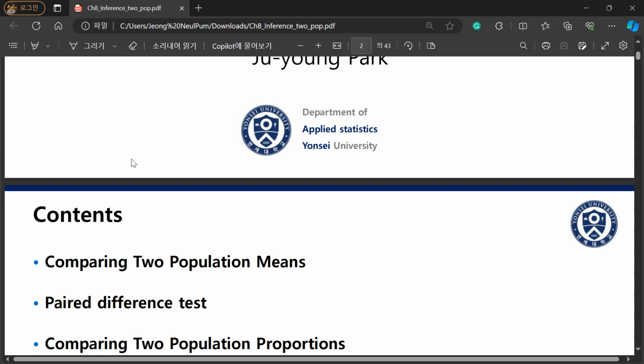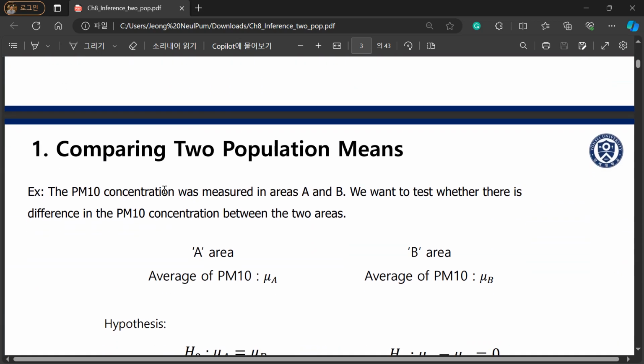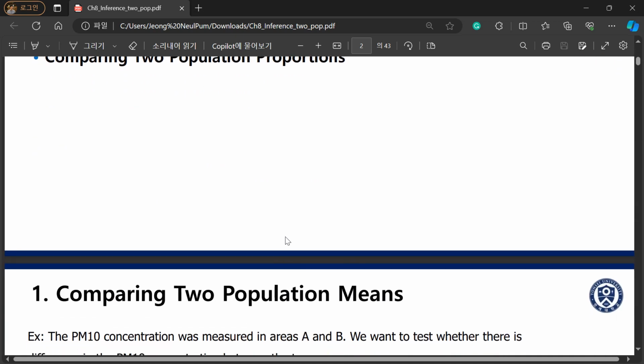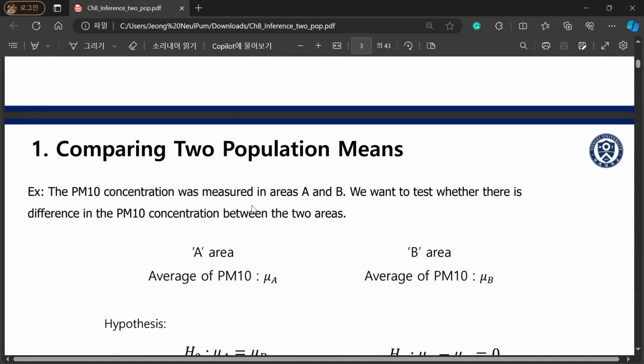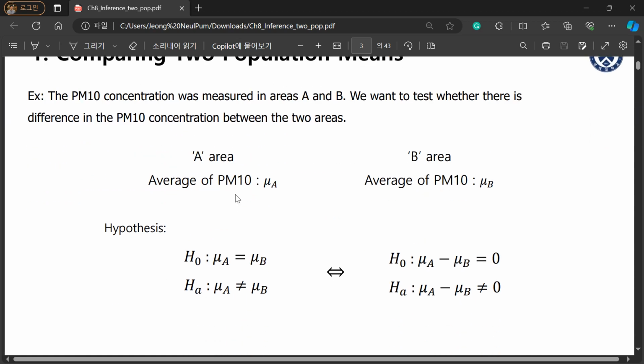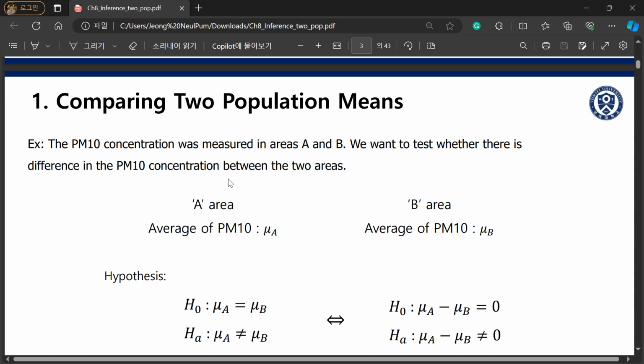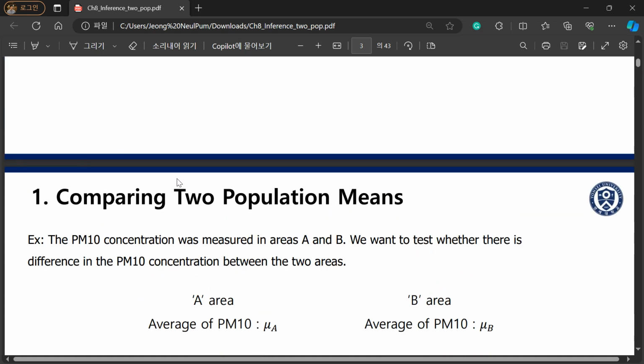And actually, there are five or six situations that we are going to deal with when we construct our population confidence interval or make some hypothesis test. I think the most important thing is the situation where we have to compare two population means.